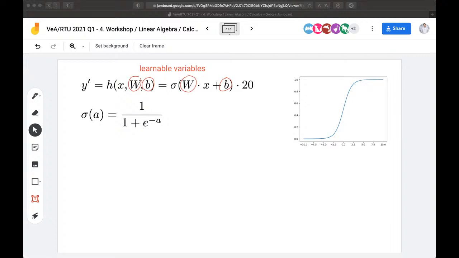So the next part is, what kind of error function, or loss function, could we use to evaluate how good is our model? So what do you think? Knowing what we already did in the last 3 sessions, what kind of loss function could we use to evaluate how good is y prime here?